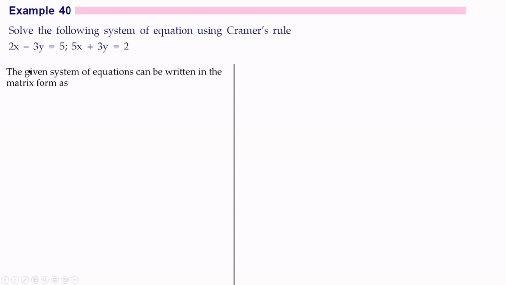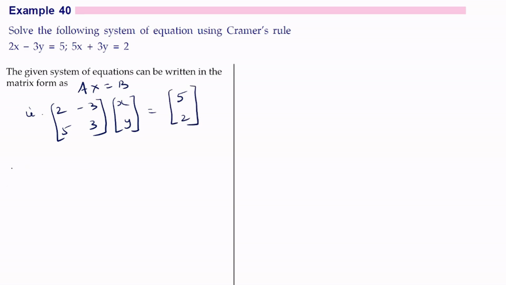Now let us solve this problem. Solve the following system of equations using Cramer's rule. So we have 2x minus 3y equal to 5 and 5x plus 3y equal to 2. The given system of equations can be written in the matrix form as Ax equal to B. That is, the matrix 2, minus 3, 5, 3 into x, y equal to B, which is 5, 2.